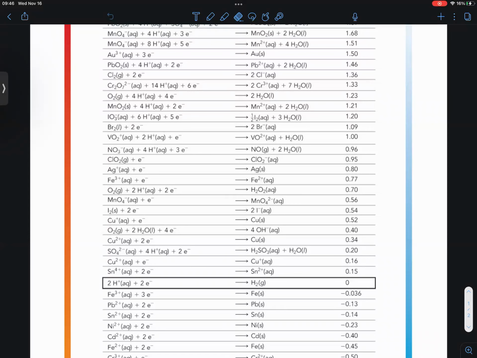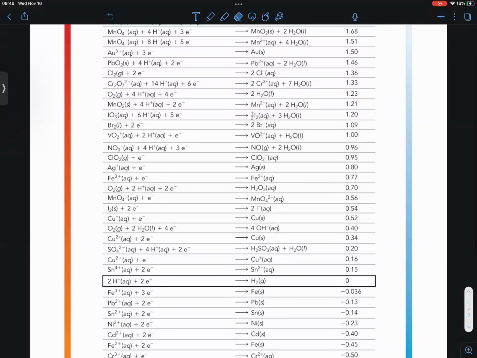All right, I'll give you a hint. One's at the bottom, one's at the bottom, one's at the top. So see if you can find our half reactions. And when you do get it, enter it in as our iClicker.